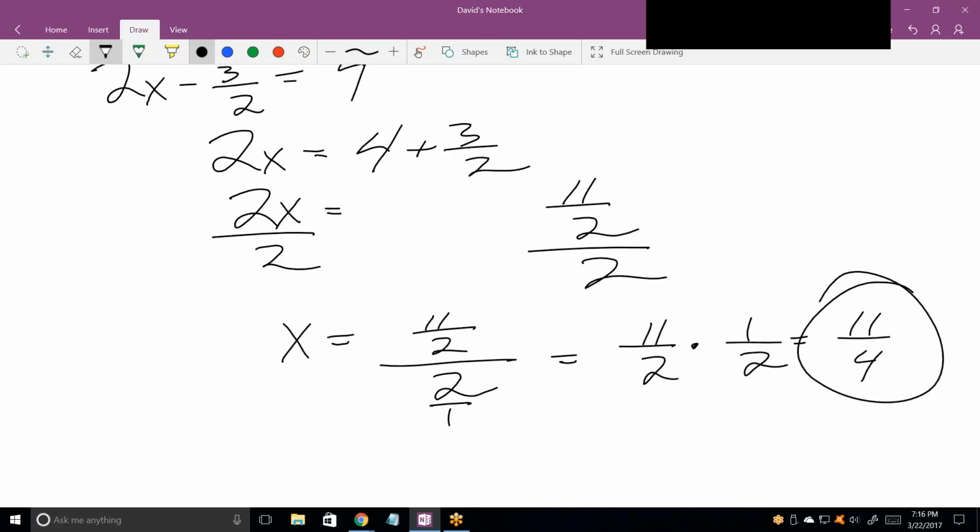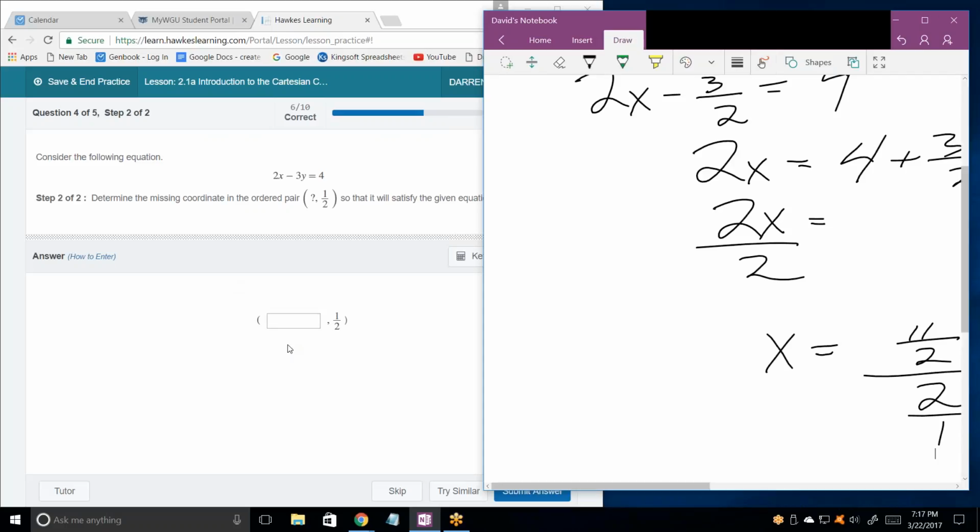Okay. Now, you could have also seen that if we take 11 halves and divide it by 2, the 2's are both going to end up in the denominator, and I can immediately go to 11 fourths if I'm familiar with that calculation. If you have any confusion whatsoever about this, then turn it into a fraction divided by a fraction, and you probably know how to do that 100% of the time. All right. So 11 fourths is what we want to put in.